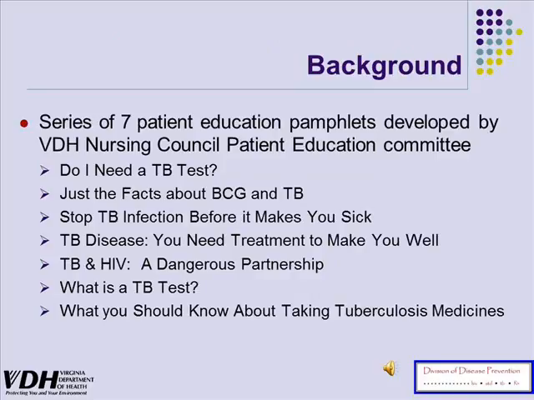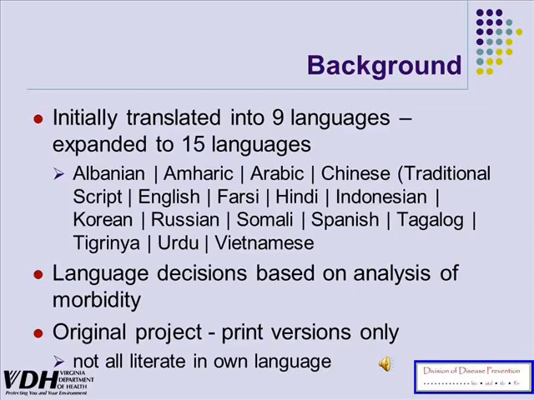So how this project started was, a number of years ago the Virginia Department of Health recognized that we needed some TB education materials for our clients, and the task of producing this was undertaken by the Patient Education Committee of our Virginia Department of Health Nursing Council. We met for a number of weeks with that committee, members of the TB control program as well, and we developed 7 pamphlets, with the topics and titles described here. Initially, these materials were translated into 9 different languages.